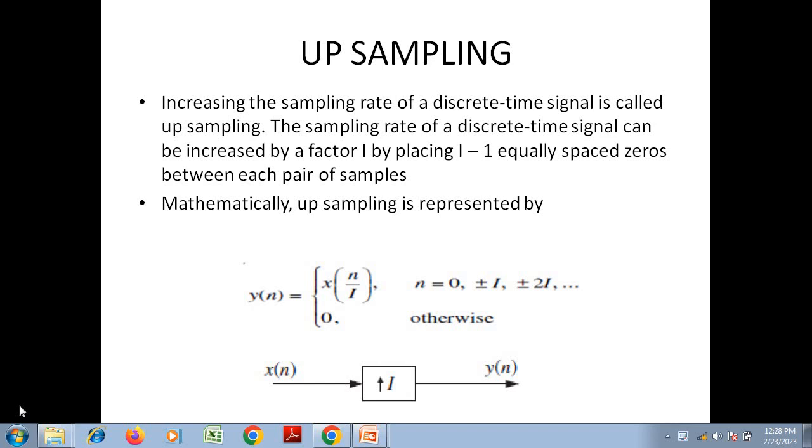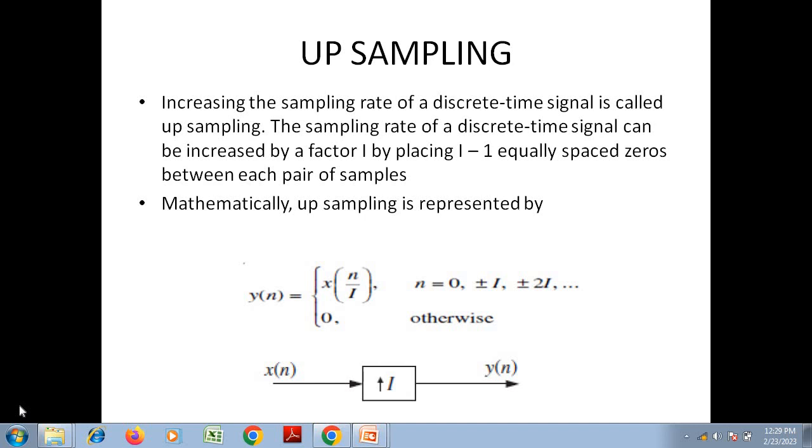When we increase the sampling rate by a particular factor, that factor is represented by the symbol I. If we increase the rate by a factor of I, it is referred to as upsampling. Mathematically, it is given by the notation y of n is equal to x of n by I. Here n indicates the samples in the input signal, and I indicates the factor by which it has to be upsampled.